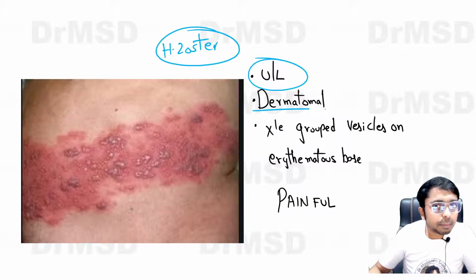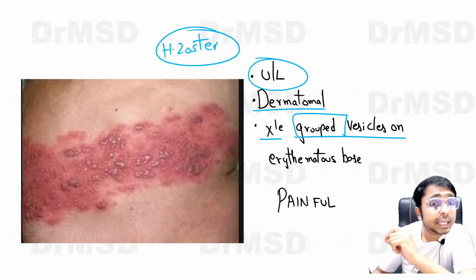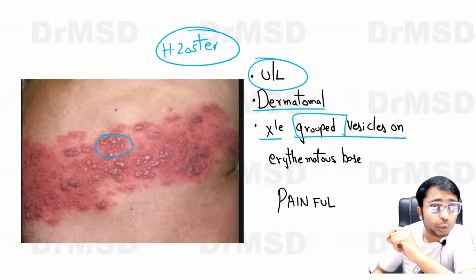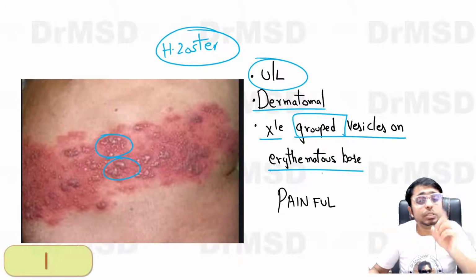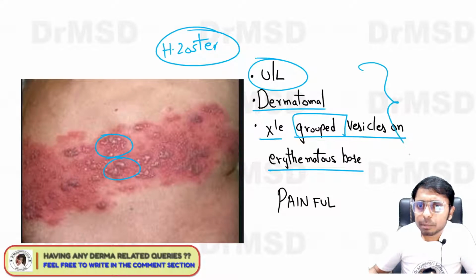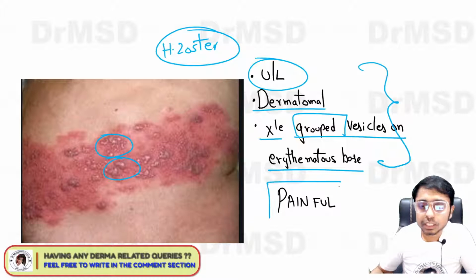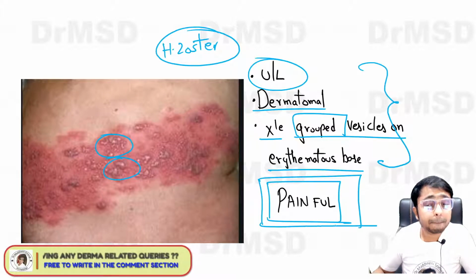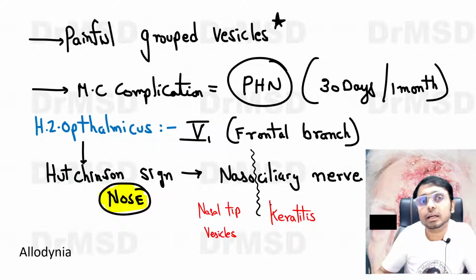So unilateral dermatomal involvement in the form of multiple grouped vesicles. This term is important. The vesicles should be in a grouped fashion. As you can see, they are all grouped here. And these vesicles are present over an erythematous base. And most importantly, the patient may not have these skin manifestations, but still the patient will have one important symptom, and that one important symptom is pain. So pain is going to be the most important symptom which the patient will complain of.